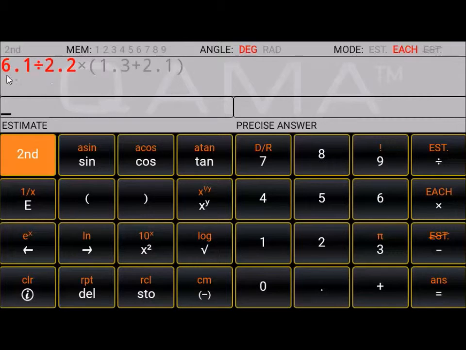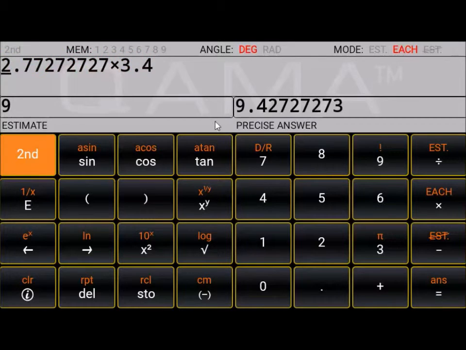So 6 divided by 2, well, that's 3. Okay, and we get the precise answer substituted in. Now the second part, really the only good estimate for this is the correct answer, which would be 3.4. Now we estimate the whole part, round 2.77 up to 3, 3.4 down to 3, so let's say 9, equals, and now we get the precise answer.